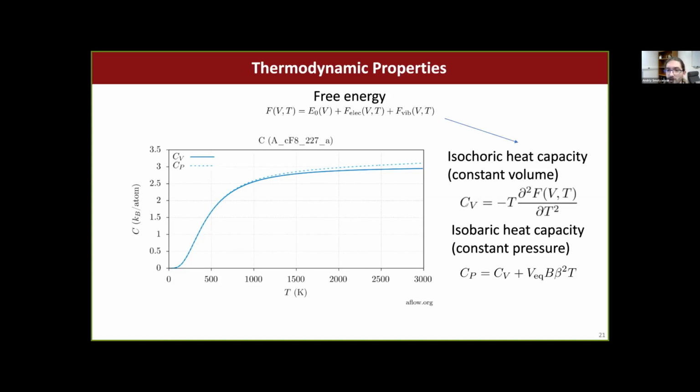As you have seen with APL, you can only get the one with constant volume. But now, having information from QHA, when you have the dependency of volume on temperature, bulk modulus, and thermal expansion coefficient, you actually can do a correction and extract the constant pressure heat capacity and maybe compare it to an experiment. And you can see it with a dashed line, the heat capacity at constant pressure.